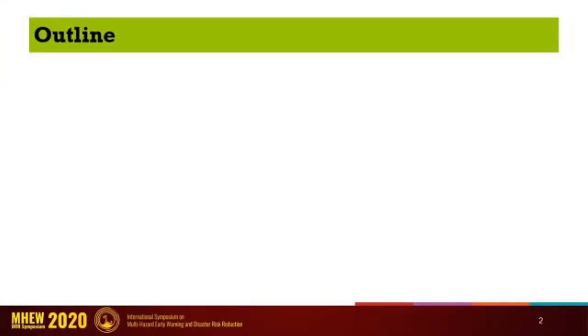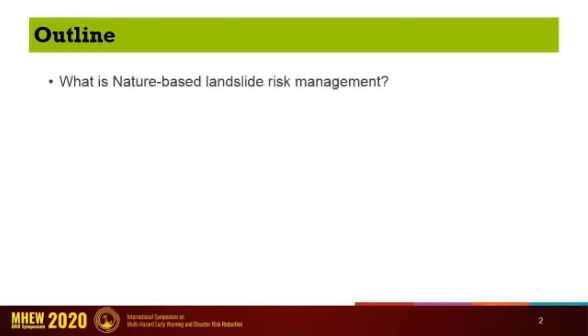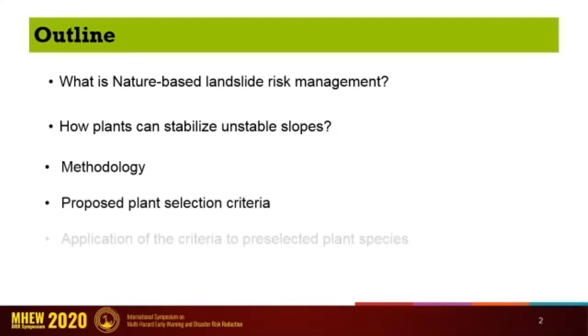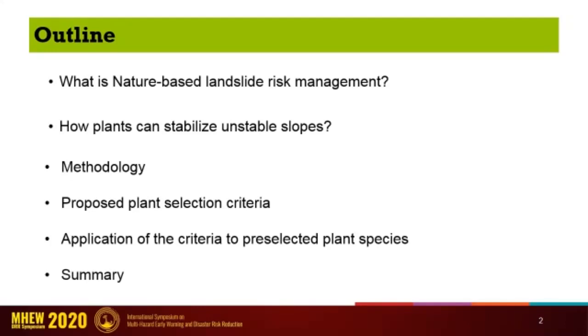The presentation consists of the following main themes. What is nature-based landslide risk management? How plants can stabilize unstable slopes? Methodology, proposed plant selection criteria, application of the criteria to pre-selected plant species, and finally, the summary.